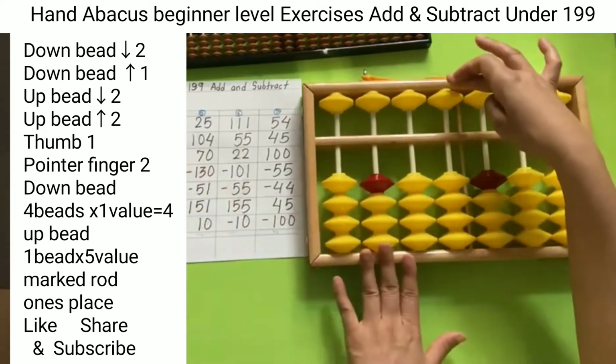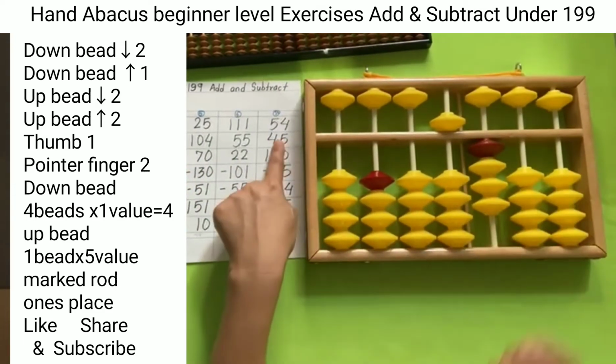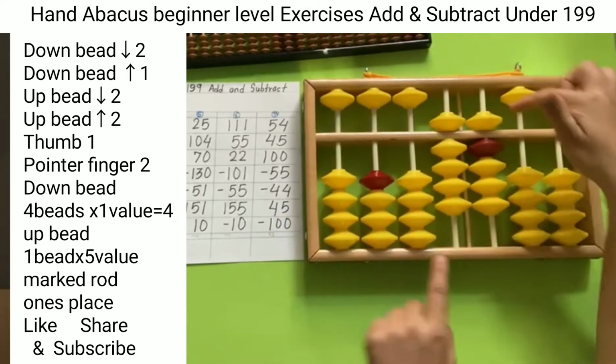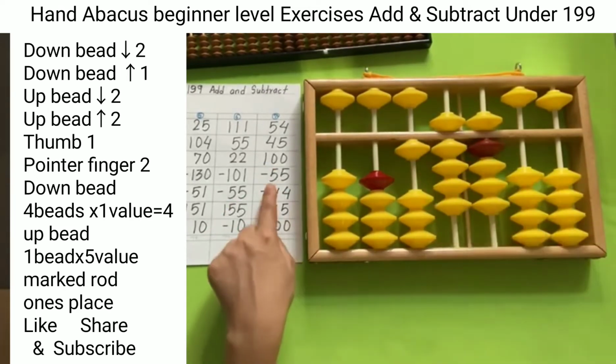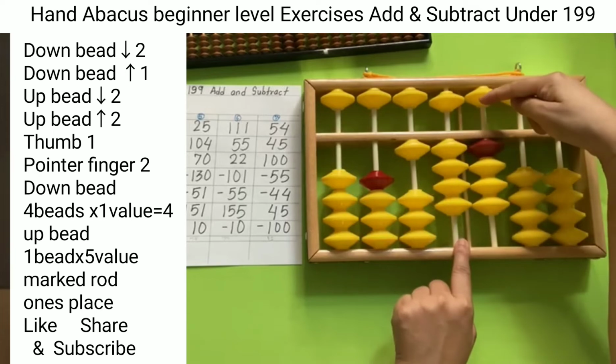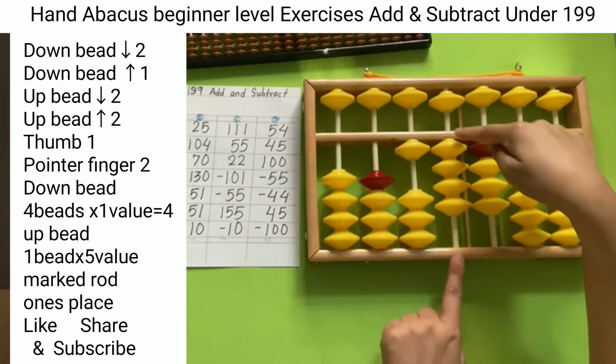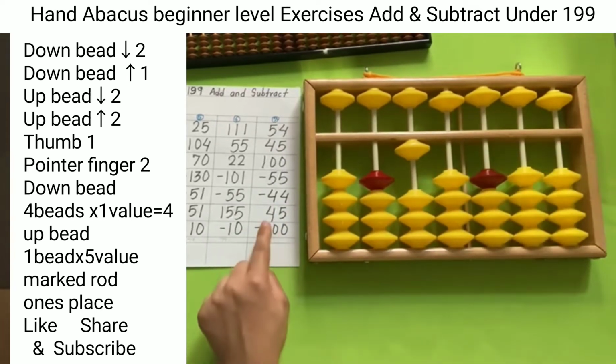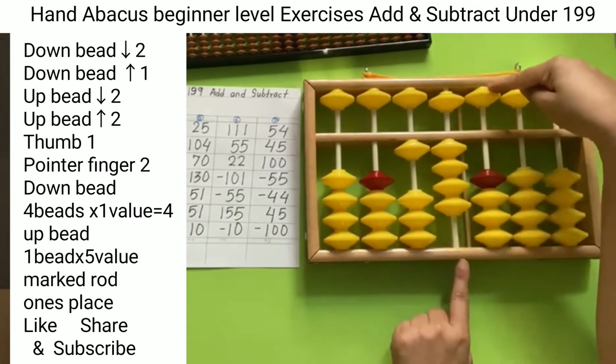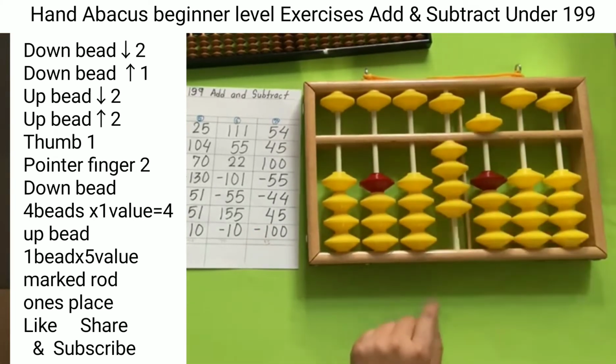Last number, 54, 45. 100. Reduce 55. Reduce 44. Add 45. And reduce 100. And your answer is 45.